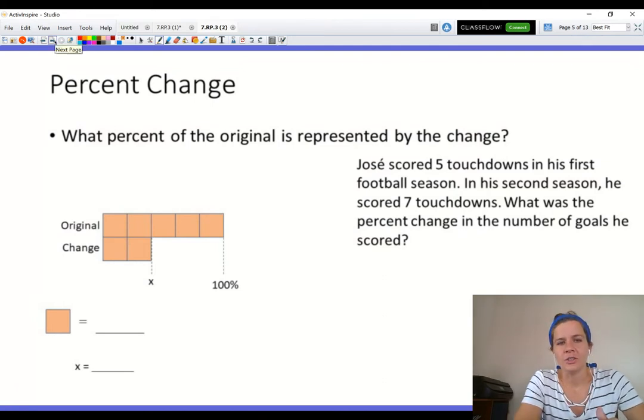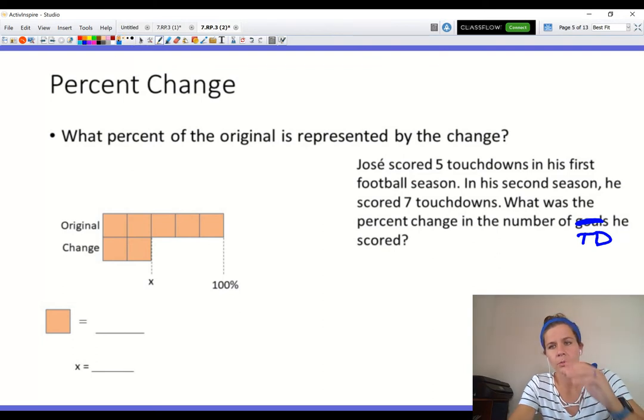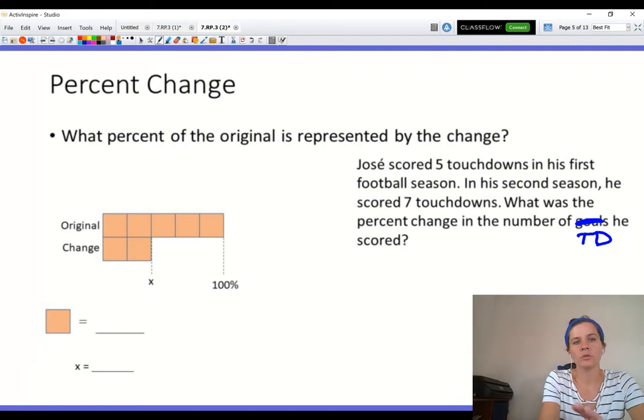So here's percent change. When you find percent change, you want to ask what percent of the original is represented by the change. So let's say Jose scored 5 touchdowns in his first football season. He scored 7 touchdowns in his second football season. What was the percent change in the number of touchdowns he scored? So in his original, he scored 1, 2, 3, 4, 5 touchdowns. And then in the second season, he scored those 5 and 2 more. So it changed by 2.